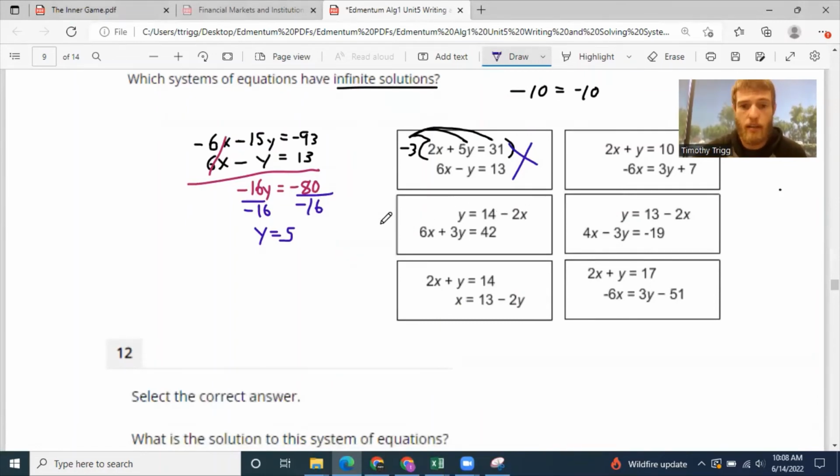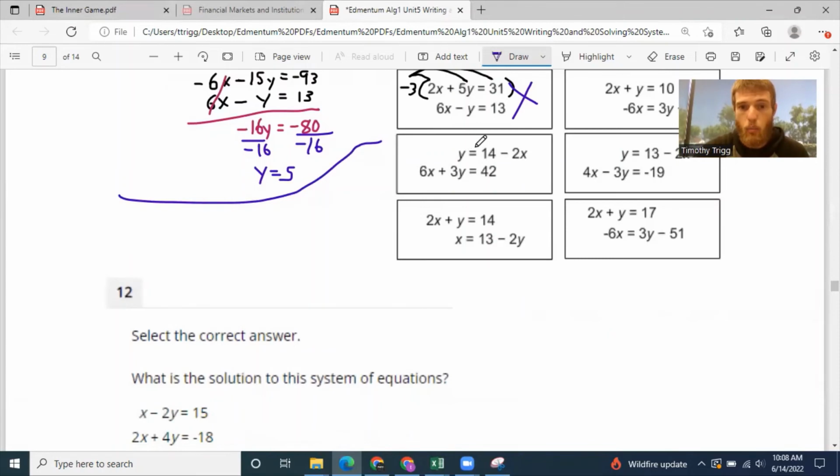Here, instead of elimination, this one's actually set up for substitution. And I can see that because it has y equals. So if you see one of your variables isolated already, y equals or x equals, then you could use substitution. And generally that's easier in that case because it's already set up for it. So it says y equals 14 minus 2x. That means I could replace the y in the next equation with 14 minus 2x. So how would I rewrite that? Well, it would be 6x, rewriting this bottom equation, plus 3 times y. Now the y is 14 minus 2x, so just like that, and then equals 42.